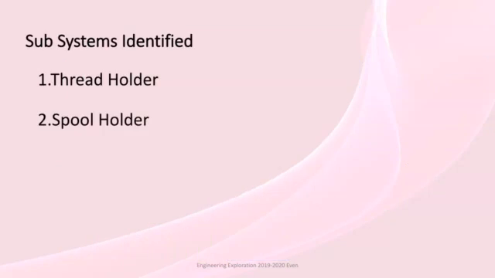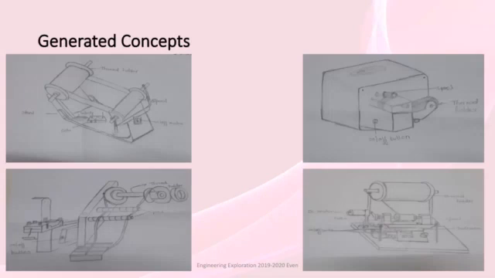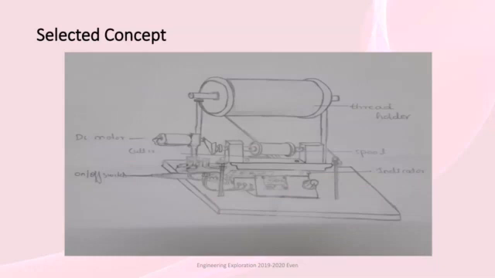Subsystems are thread holder and spool holder. According to subsystem, we have generated 4 concepts. We have selected design idea 4 because it is more automated, easy to use and also efficiency is more and more standard parts are used like DC motor, servo motor and other.